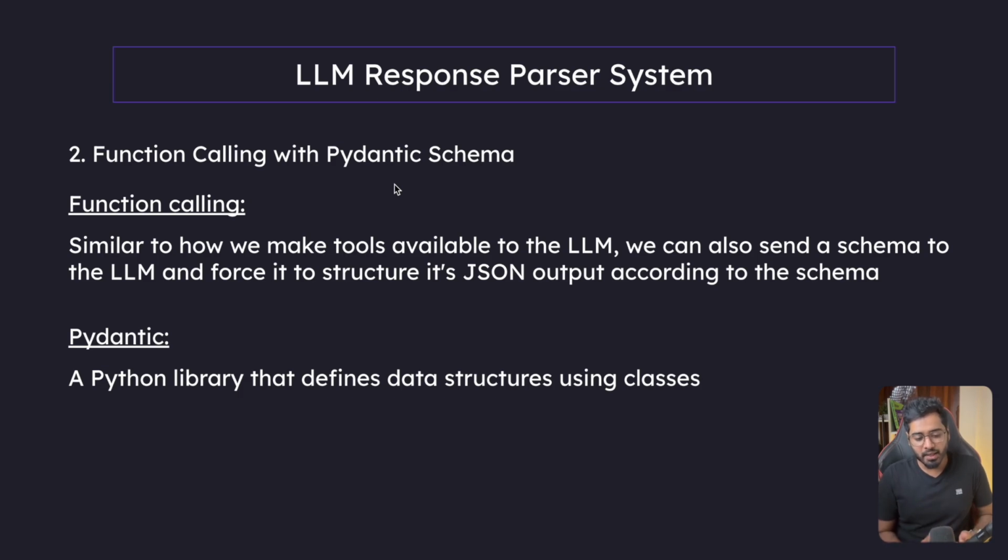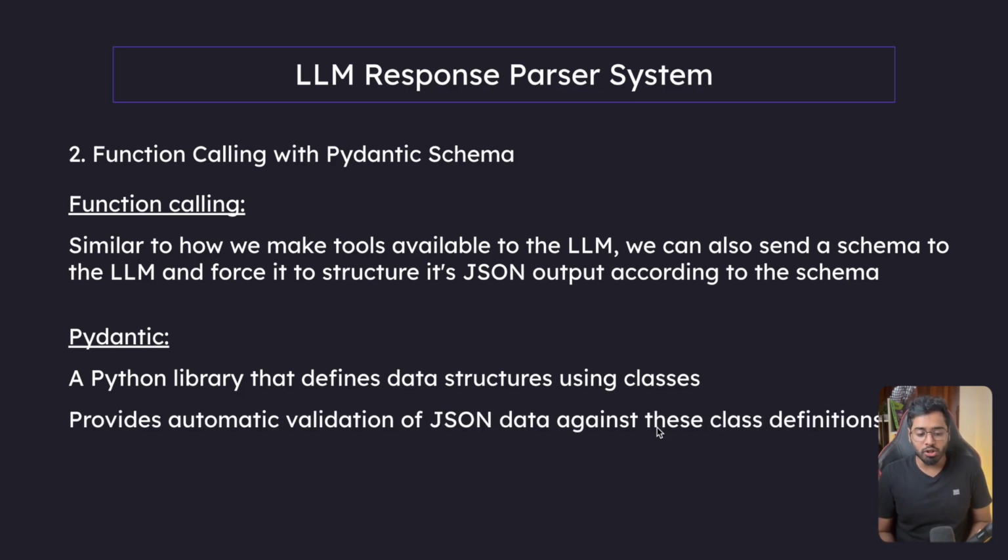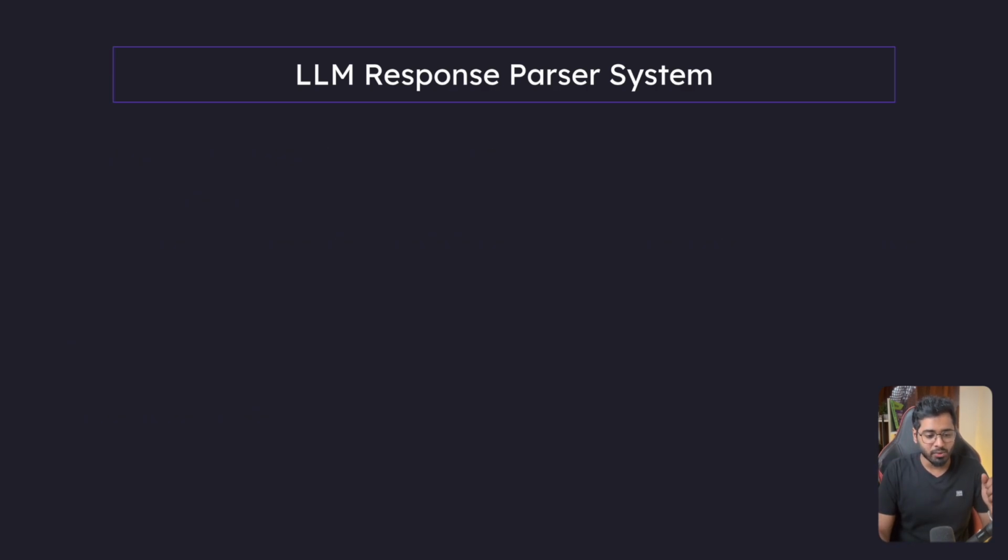We already understand the function calling, we understand schema, but what is this Pydantic? A Python library that defines data structures using classes. It provides automatic validation of JSON data against these class definitions. So to quickly recap, we just defined the schema and then we add it as a tool during our function call to the LLM, and the LLM is going to call that particular tool and structure its output accordingly. Very simple.